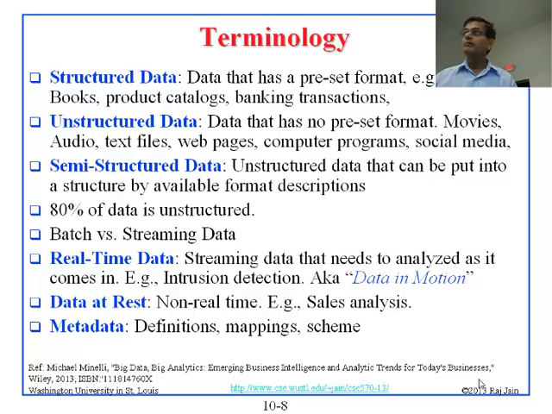Unstructured are movies, audio, text files, web pages, computer programs, social media. These are not structured. Semi-structured is halfway between. For example, you could take web pages and classify them into categories you put into them.